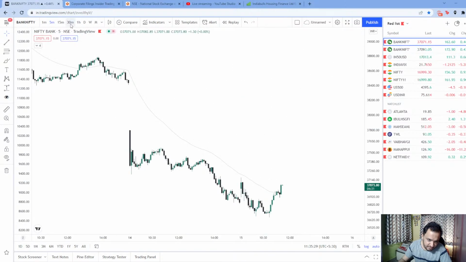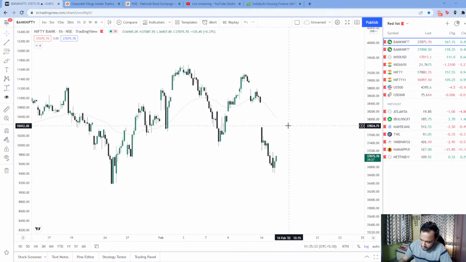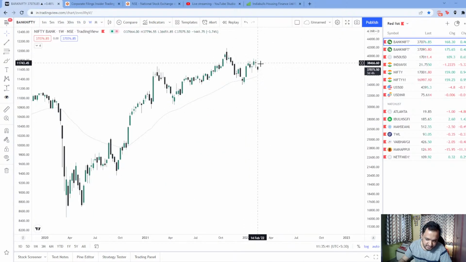So again, we're seeing some up move in the index. Bias is definitely long side from here on. You will see a lot of stocks start moving up and recovering from the lows. Keep an eye on those. Very nice weekly chart of Bank Nifty. There is nothing to be worried about here.